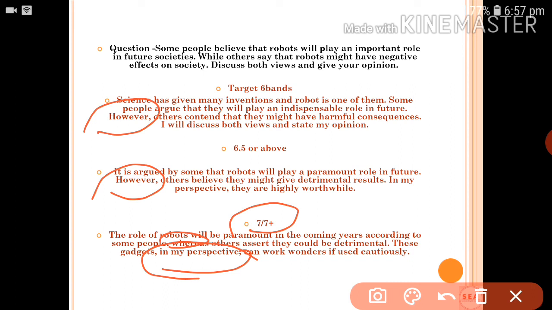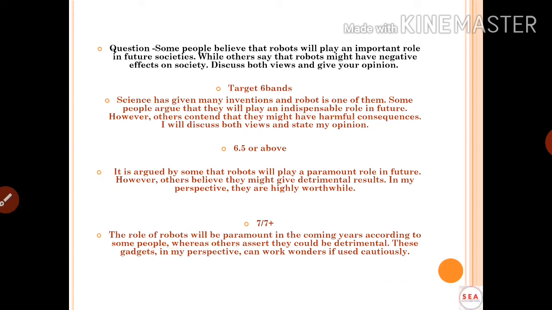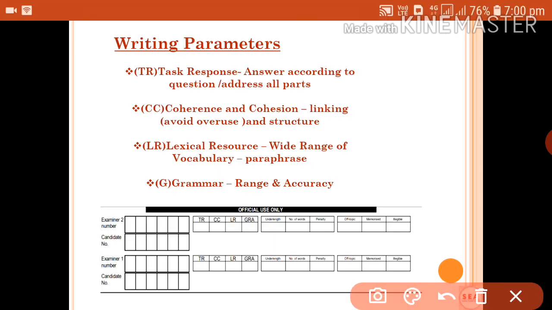Structure: we mentioned the structure in the thesis statement. "I will discuss both views and state my opinion." That means you are telling the examiner that your writing will have both the views and your opinion also. There was one thing more that was mentioned in coherence and cohesion, that is, avoid overuse. Students tend to use more linking words than what is actually required.